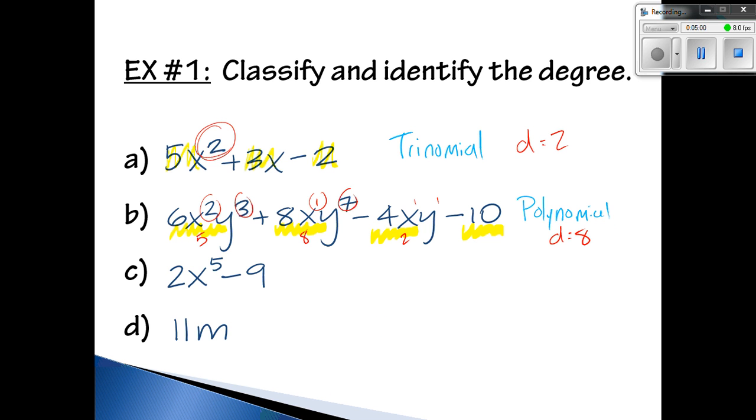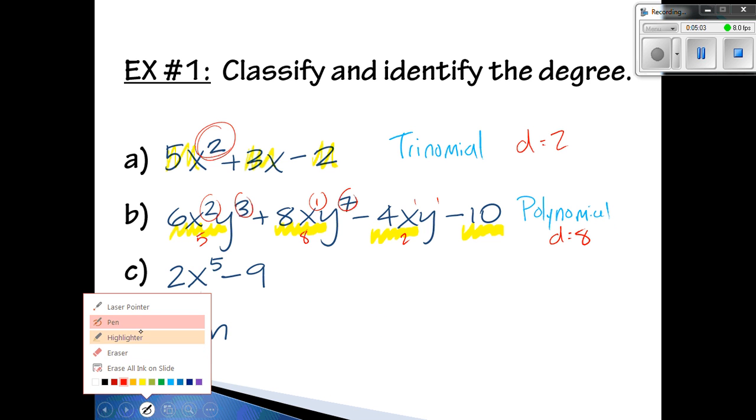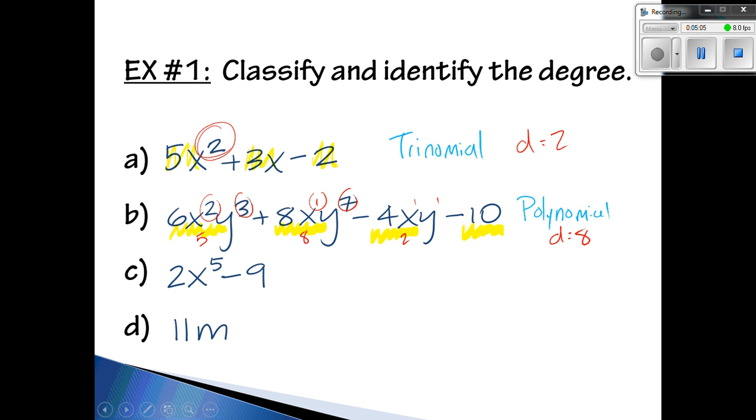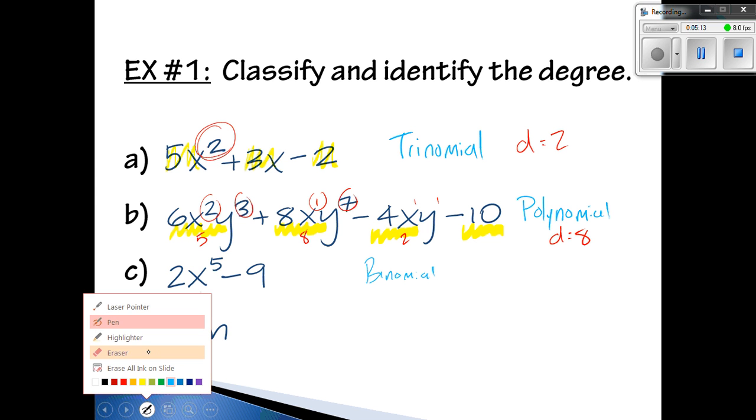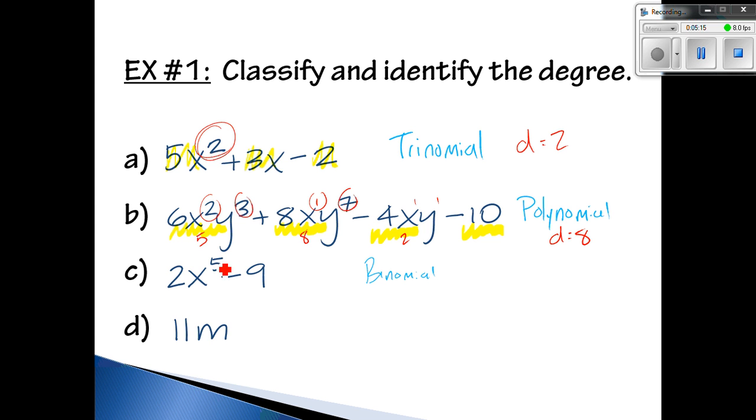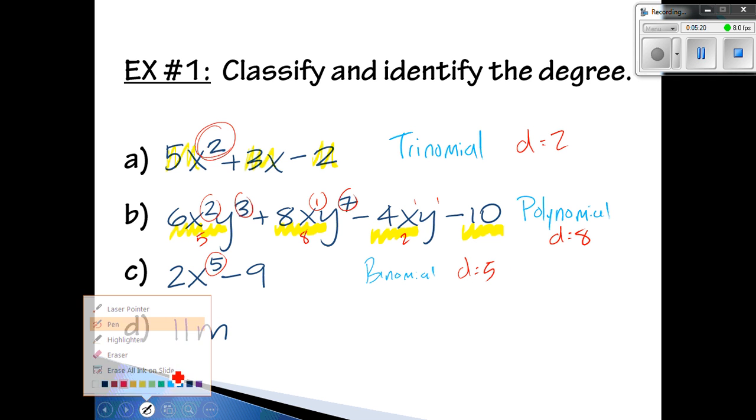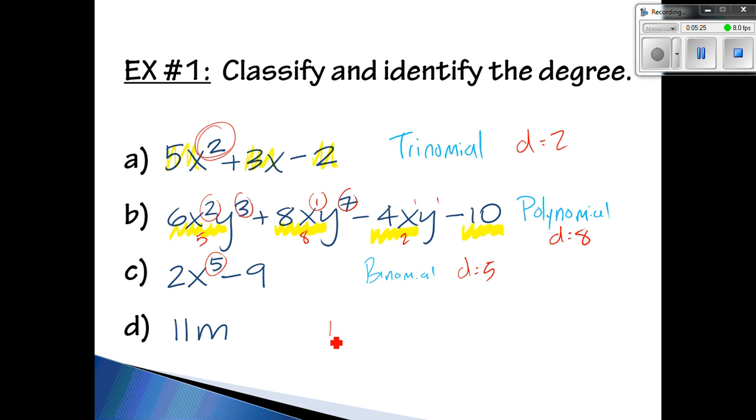Okay, what about the next one? How many terms is that? Yeah, 2 terms, so it's a binomial, and then what's my degree? Yeah, degree equals 5. And our last one, D, how many terms does that have? 1 term, so it's a monomial. And our degree is, remember, there's something there. Our degree is 1.